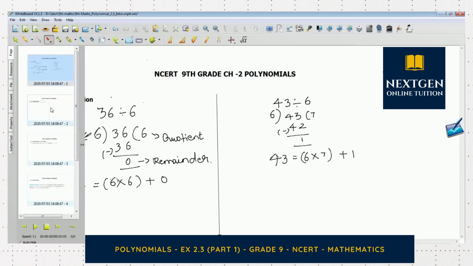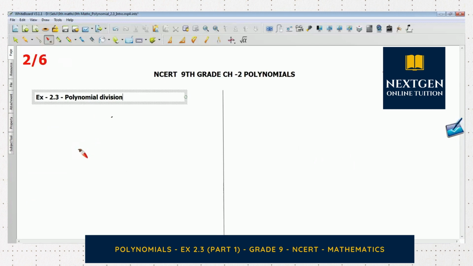Let's move on to polynomial division. So how to divide a polynomial? First, we take an example with a monomial, that is only one term: 4x cube minus x square plus x divided by x. So this is my polynomial, but this is my monomial.